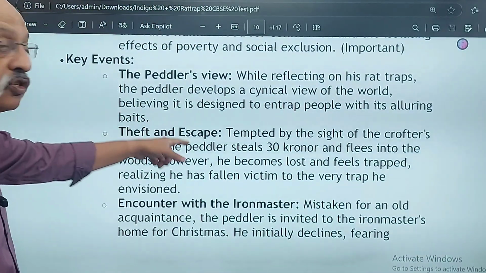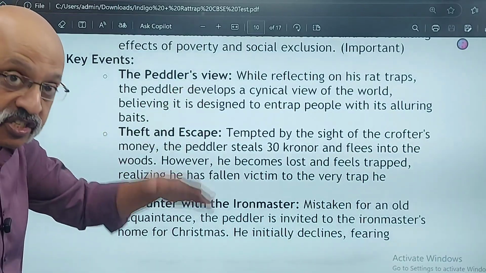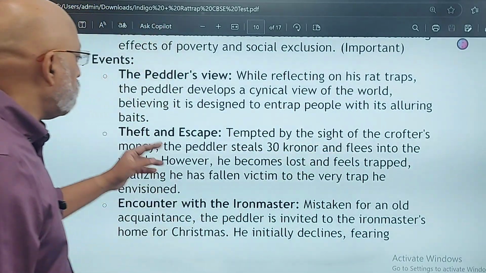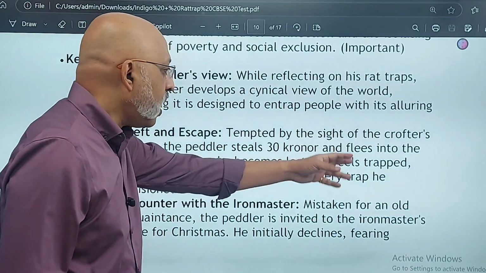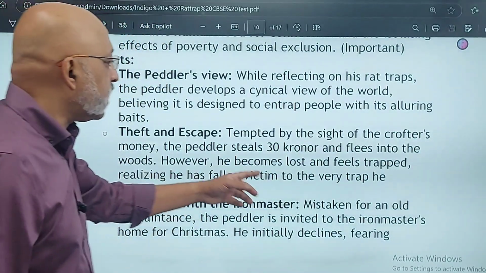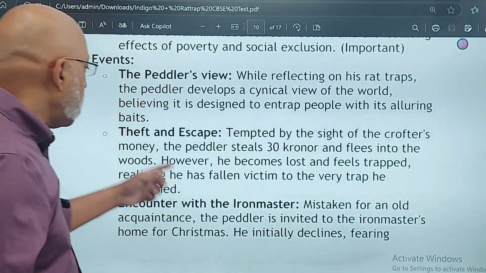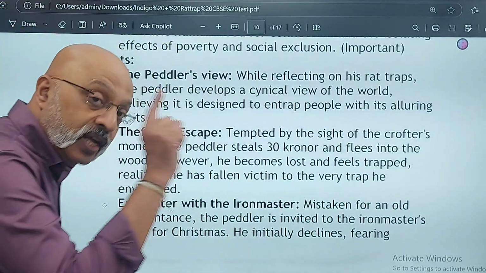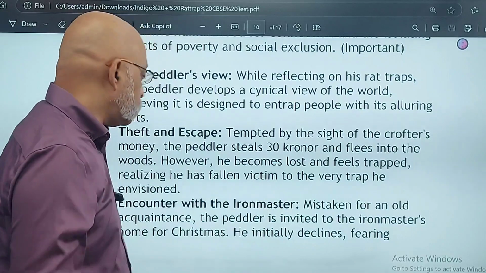Then the key event is of theft and escape, because he steals the kronor from the crofter's house. Tempted by the sight of the crofter's money, the peddler steals 30 kronor and flees into the woods. However, he becomes lost and feels trapped, realizing that he has fallen victim to the very trap he envisioned. He knew that there would be a trap, yet he fell into the trap.